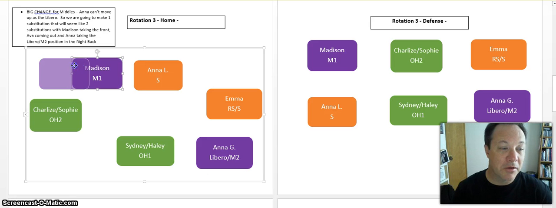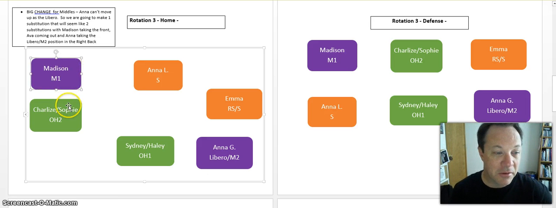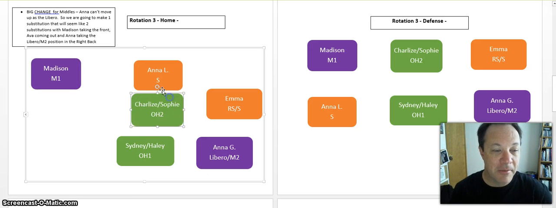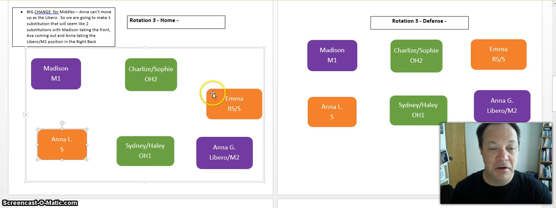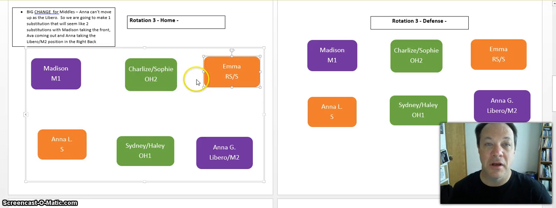I'm going to go back and do it one more time, showing you where everybody would start at. Remember that thing I told you at the beginning of rotation two, check your neighbors, check to make sure you're across from your position twin. So in this case, Sydney and Charlize, or Sophie and Charlize, are across from Sydney or Haley in this position. Madison and Anna are across from each other, and Emma and Anna are across from each other in this case.